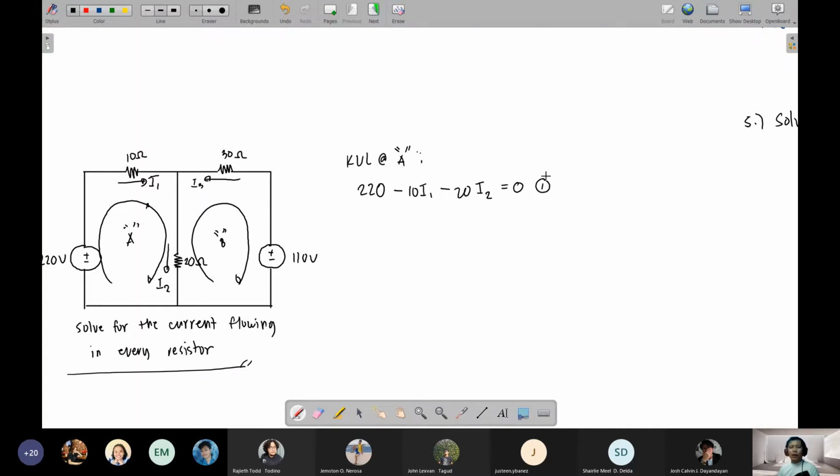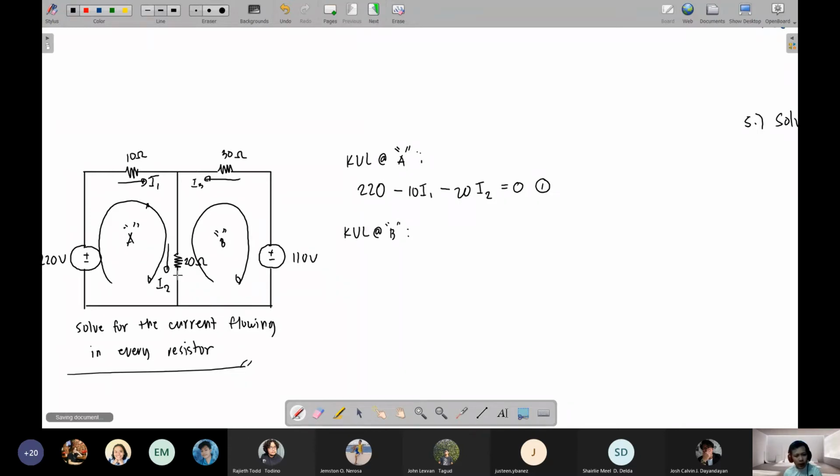So we now have one equation. We need 3 equations, and since we already have 1 equation, we only need 2 more. Since we're finished with loop A, we will proceed with KVL at loop B. So at loop B, what are we going to do?